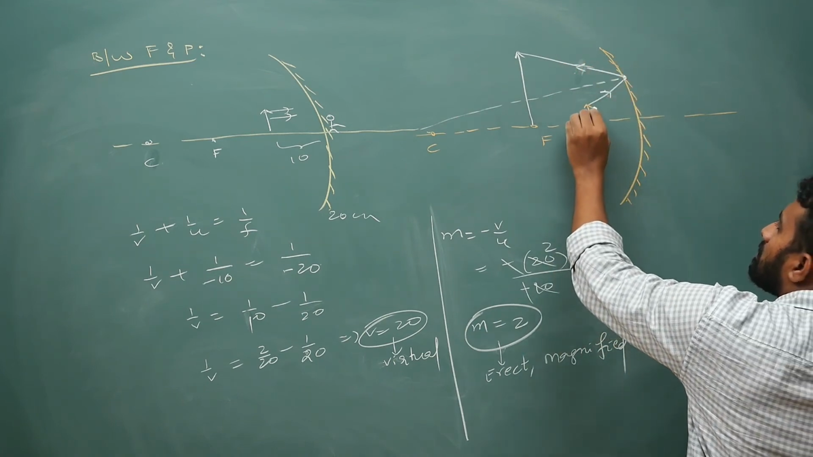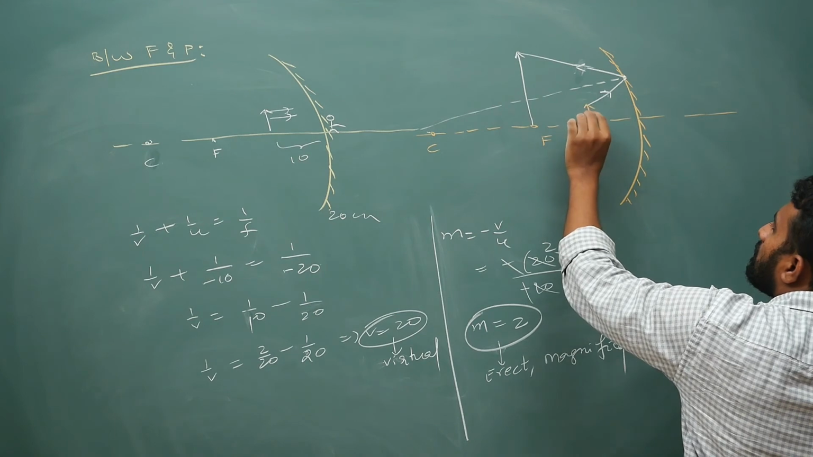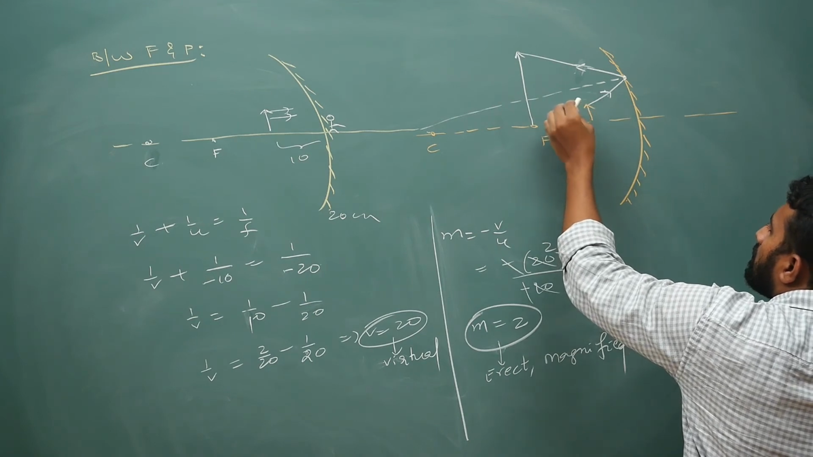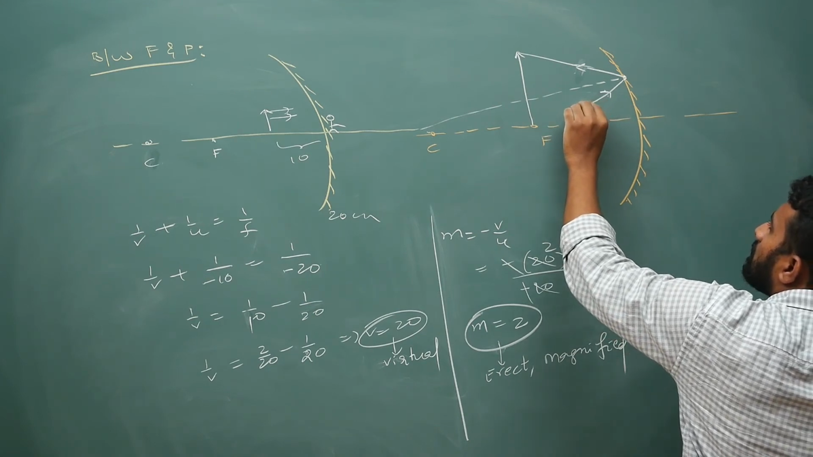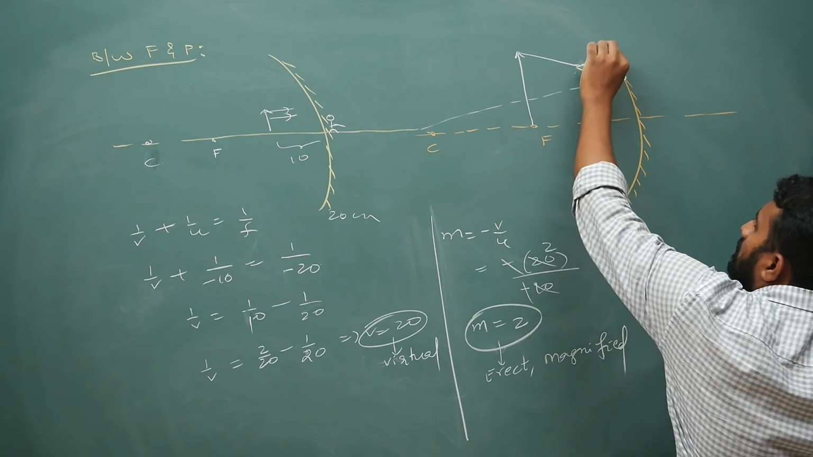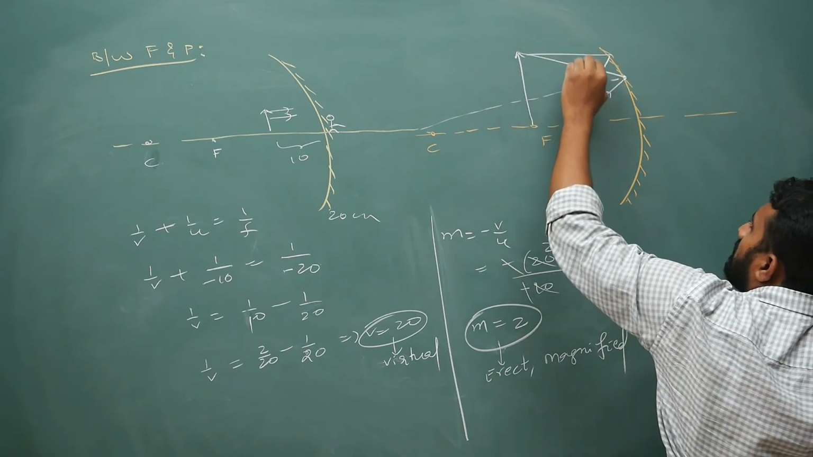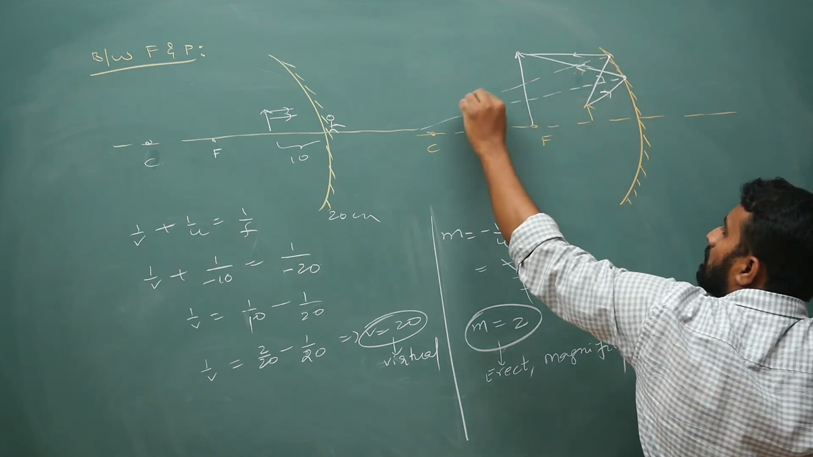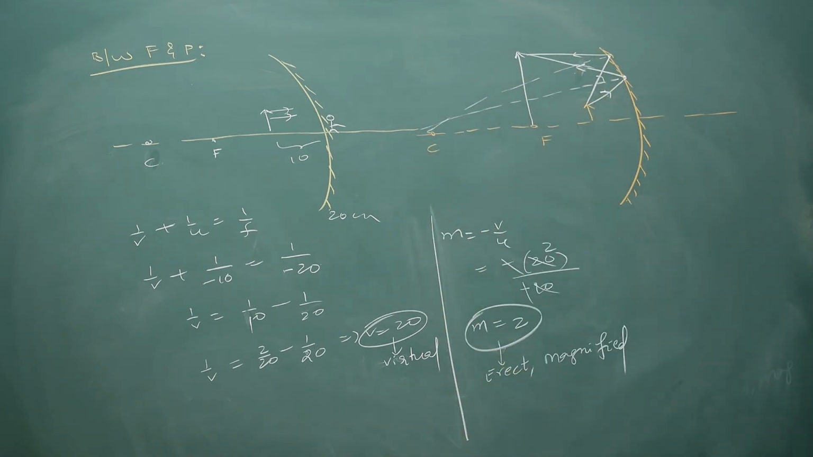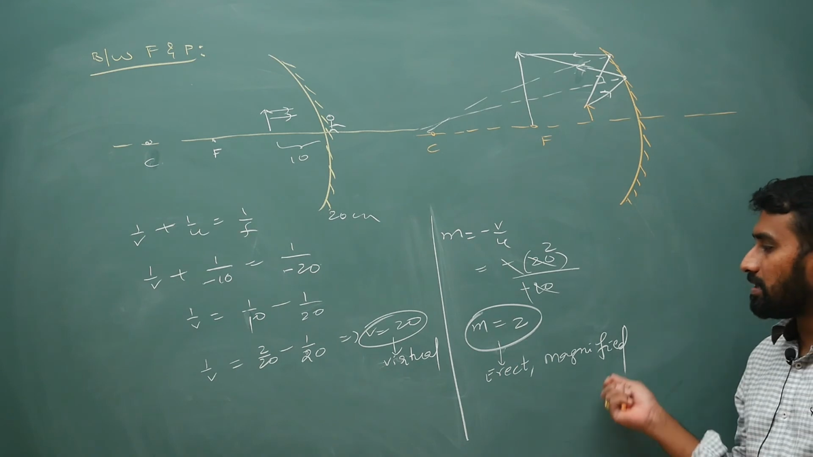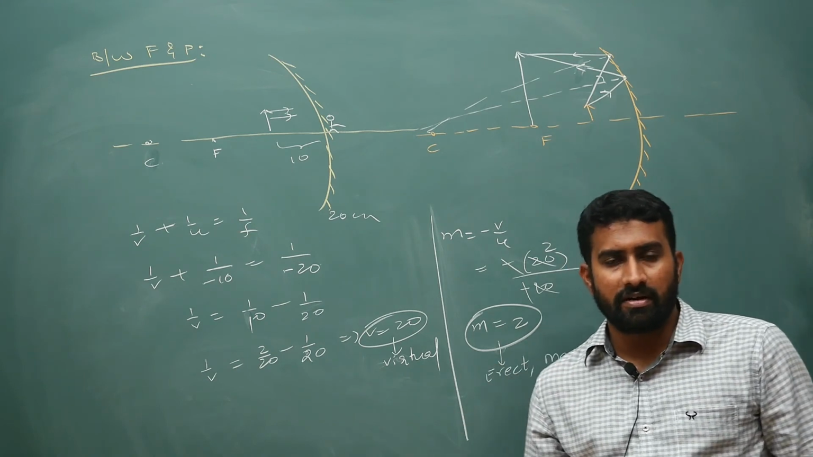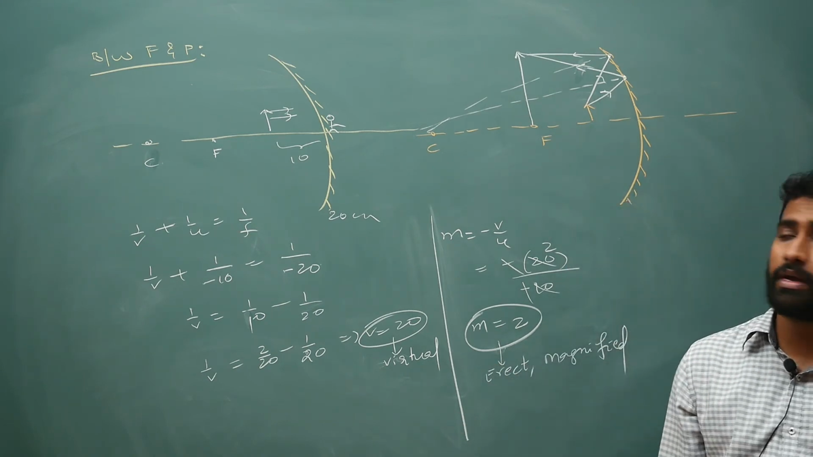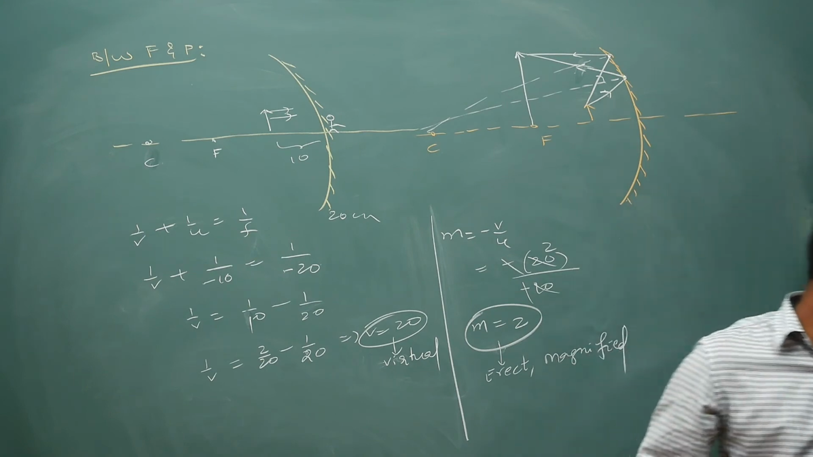Next is one more ray, draw it and then meet it. So the ray strikes this point, reflects back. This will be your normal. That's all. Like this you can calculate virtual, erect, magnified, at which point it is formed, everything. Right. Next, last part.